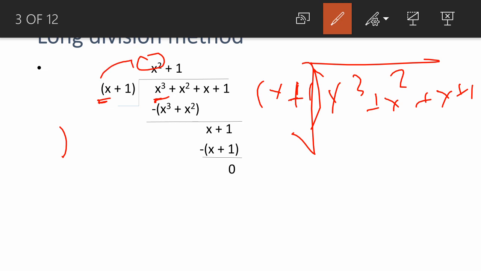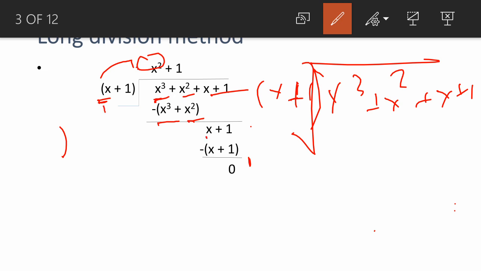So x squared will multiply everything there. x squared times x will give us x cubed. x squared times 1 will give us x squared. Then we subtract. In long division, you subtract. So x cubed minus x cubed is 0. x squared minus this x squared is also 0. So we are left with just x plus 1. That's why we brought it down here. And so you can continue your division.